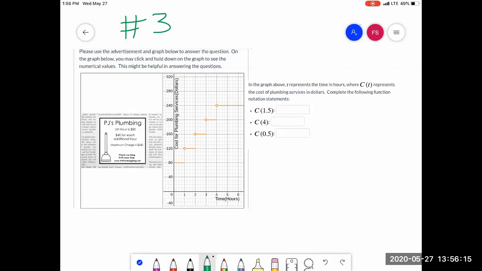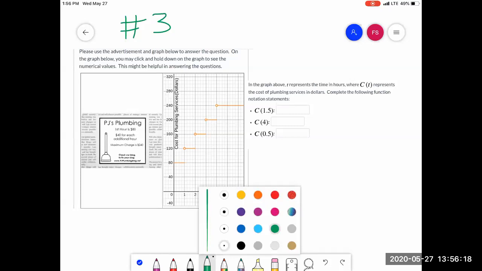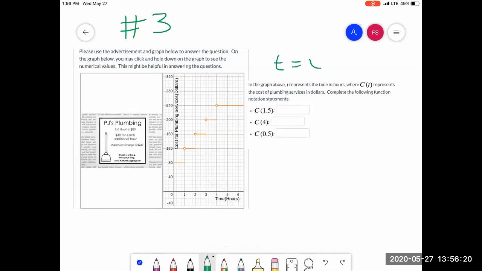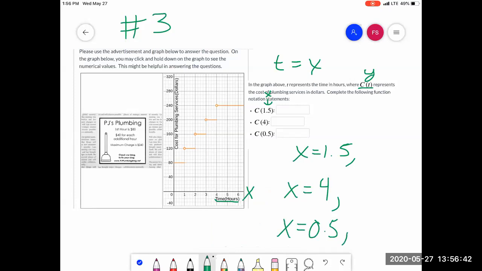So in this problem, our T is actually our X variable. It's the amount of time, and that's our X-axis, which means here I'm finding my Y value or my output value when I have an X value of 1.5, when I have an X value of 4, and when I have an X value of 0.5. So I'm trying to find what the Y value is that goes with each one of those X values. So I need to look at the coordinates for the graph.